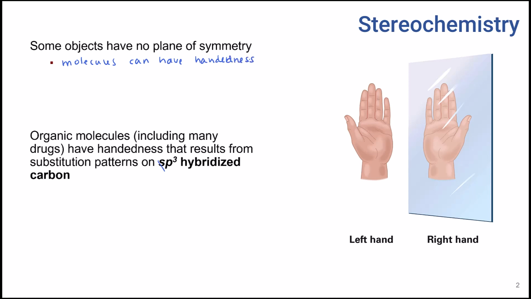So organic molecules, including many drugs, have a handedness that results from different substitution patterns on a particular sp3 hybridized carbon or multiple carbons. So handedness is very important in organic chemistry and also in biochemistry. This makes specific interactions between enzymes and substrates possible. And we'll see later that some drugs fit in certain pockets and other ones don't, and that's very much related to their stereochemistry.